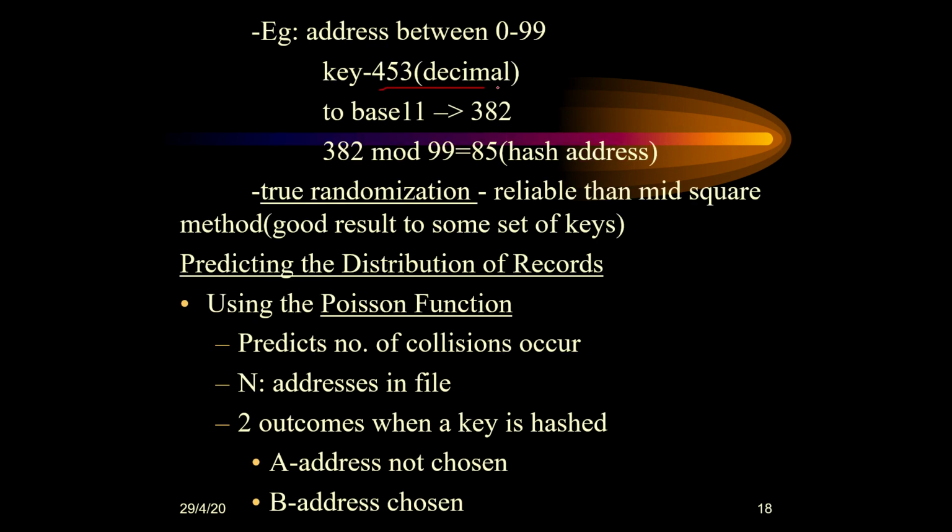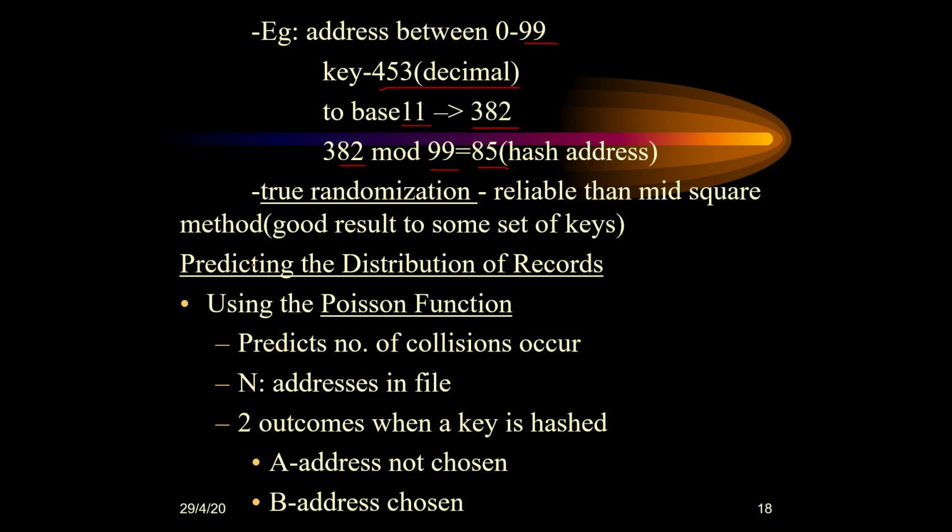Consider that 453 is the decimal number of your key, and we can try to convert it into another base. So now you get 382. Now we need to do the mod of this with 99, where 99 is the maximum address available for me to place my key. So now when we do 382 mod 99, we get 85. So we can tell that this is also a random technique which gives very good results compared to the mid square method which you have seen before.